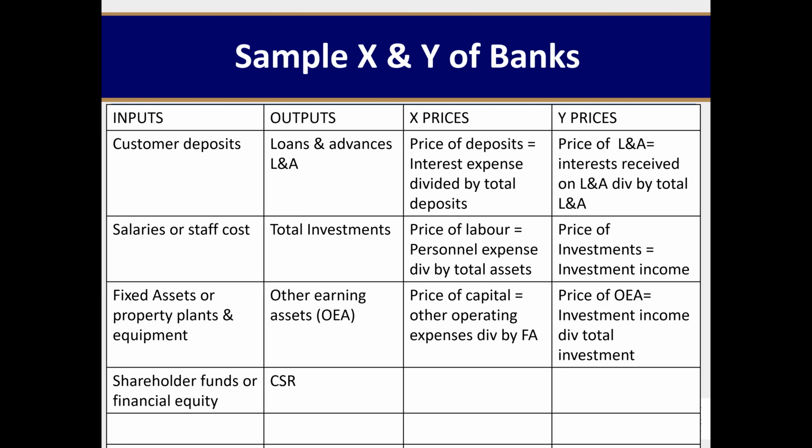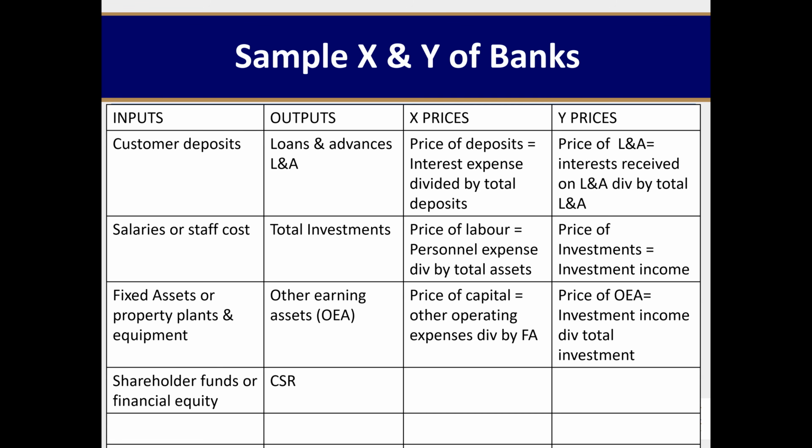So these are the inputs of a bank. But what do the banks produce? Loans and advances. You see this a lot, loans and advances. Then total investment, all the other investments. And sometimes some people split that and talk about other earning assets. And in some cases, for those who are doing corporate social responsibility, they will add that as CSR. Sometimes some people will have another output called non-performing loans or off-balance sheet activities.